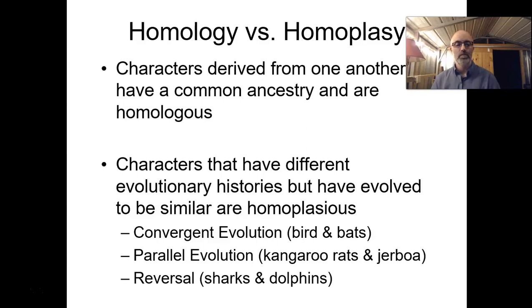So sharks and dolphins have the same shape, not because their common ancestor looked like that. Their common ancestor would have been certainly some type of aquatic organism, but dolphins evolved from terrestrial organisms that would have been tetrapod organisms, right? So, yeah.